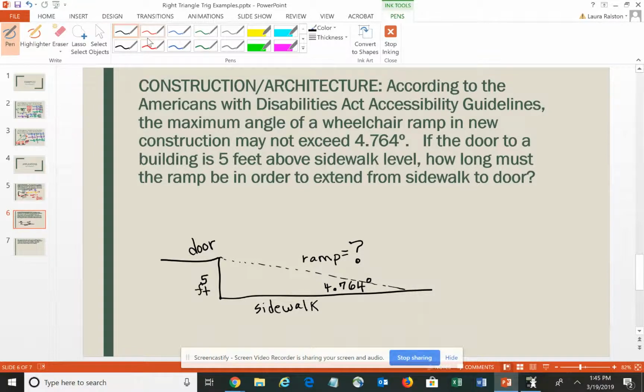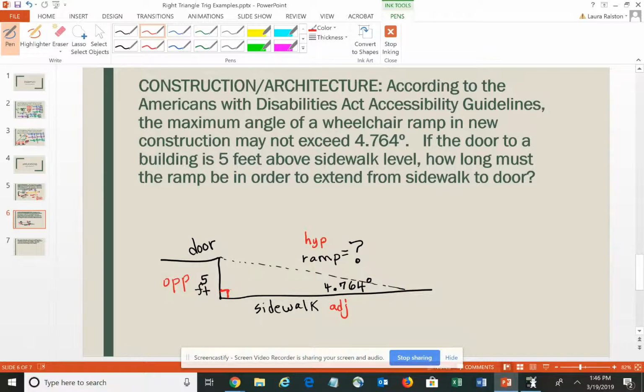Okay, so I'm looking for the length of the ramp. And again, I hope you realize that the sidewalk and this doorway would create a right angle. So across from the right angle is my hypotenuse, which in this case would be the ramp. With respect to my angle, I know the opposite side. The sidewalk would actually be the adjacent side.